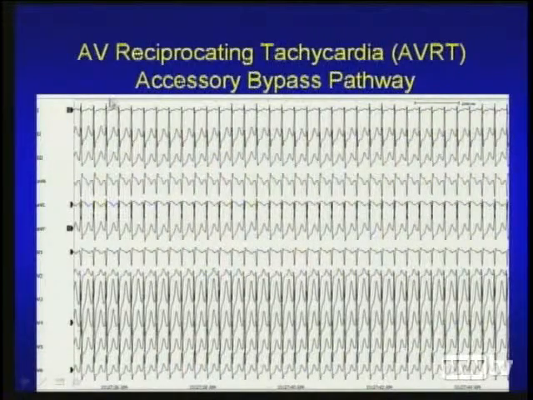Another similar rhythm is the other major reentrant rhythm accounting for PSVT. This rhythm goes by the term AV reciprocating tachycardia, or for short, AVRT, that utilizes an accessory bypass pathway. On this 12-lead electrocardiogram, where the 12 leads are stacked on top of each other, you can see that it looks very similar to the other rhythm that I showed you previously. It is a sudden onset, sudden offset rhythm, characterized as a regular narrow complex tachycardia.